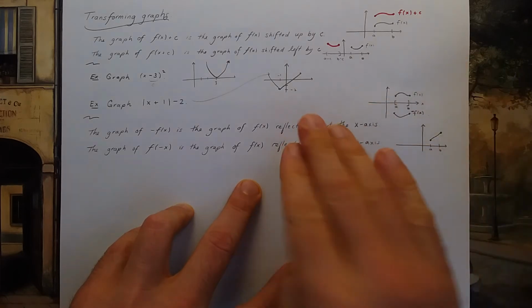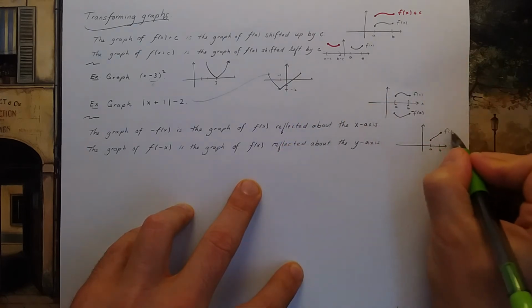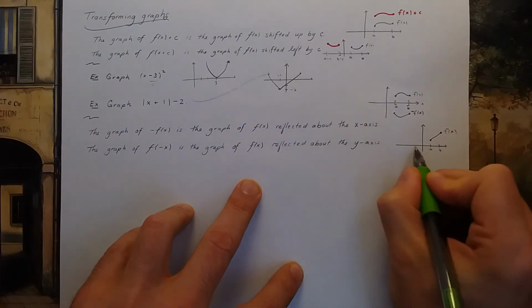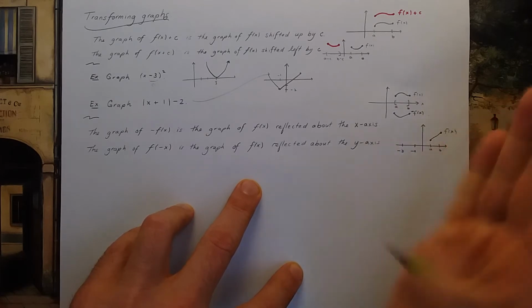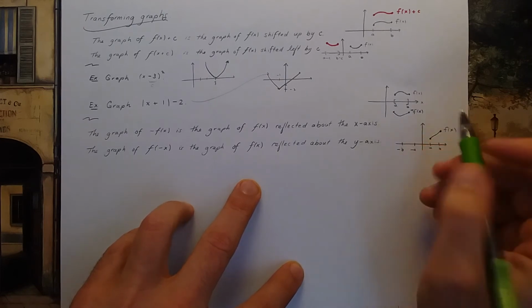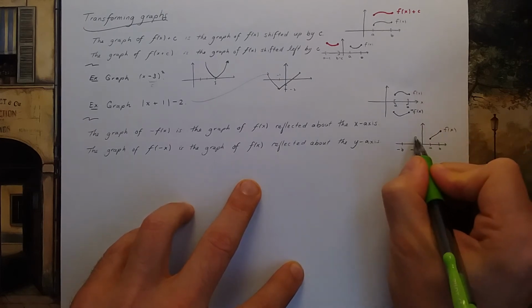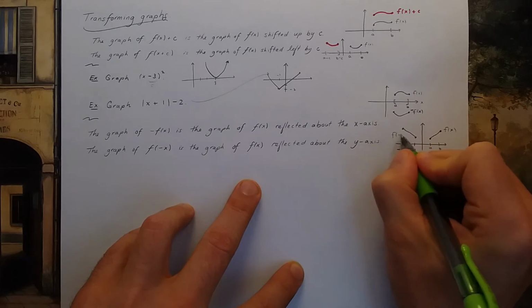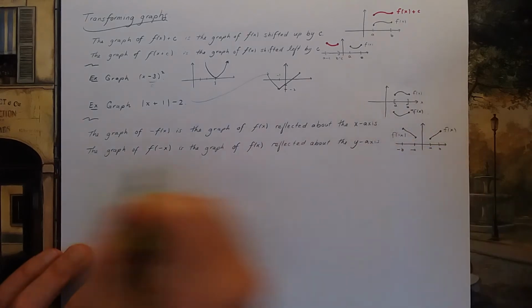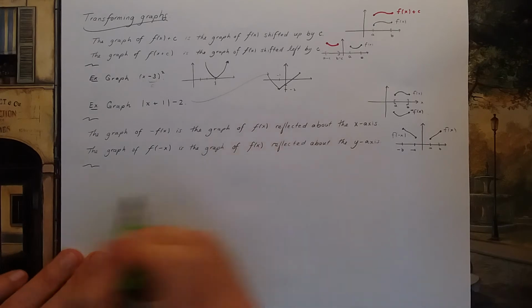I'm going to reflect that picture about the y-axis. So this will be negative a, negative b. I'm going to kind of flip this picture over and get something like this. So that would be the graph of f of negative x. Why don't we do a couple of examples of this?